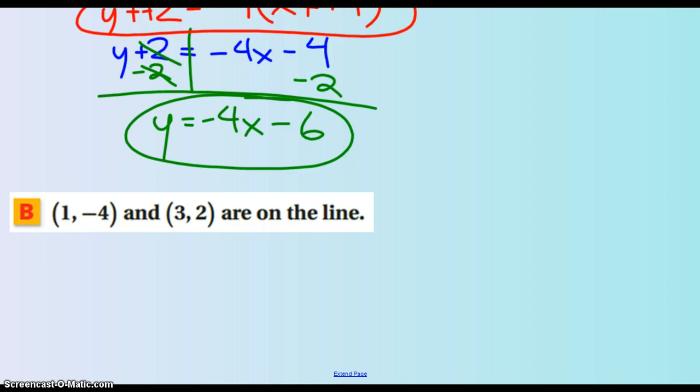So if we wanted to convert that to standard form, it's not asking us to, I would just add 4x to both sides. And now this equation is the same as the green one and the same as the red one. So we've got 3 forms: slope-intercept, point-slope, and standard. Alright, last example I'm going to go through here.